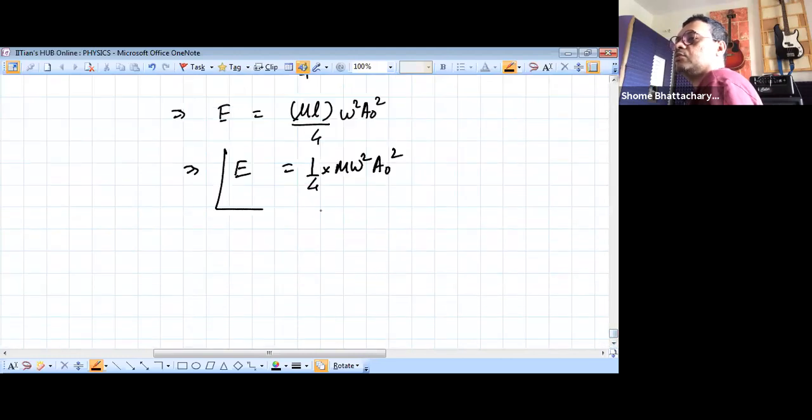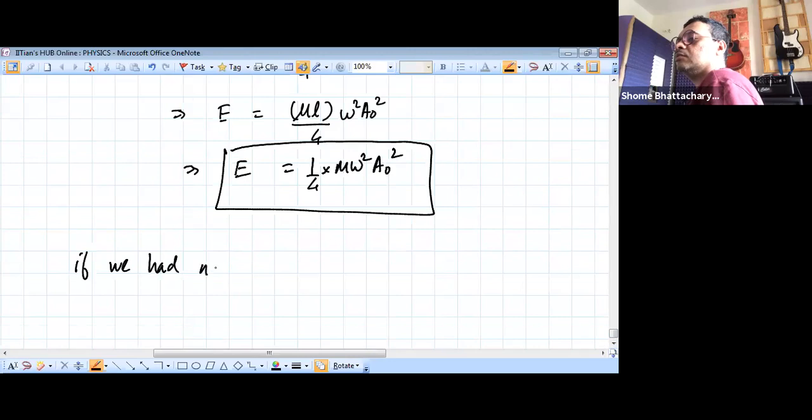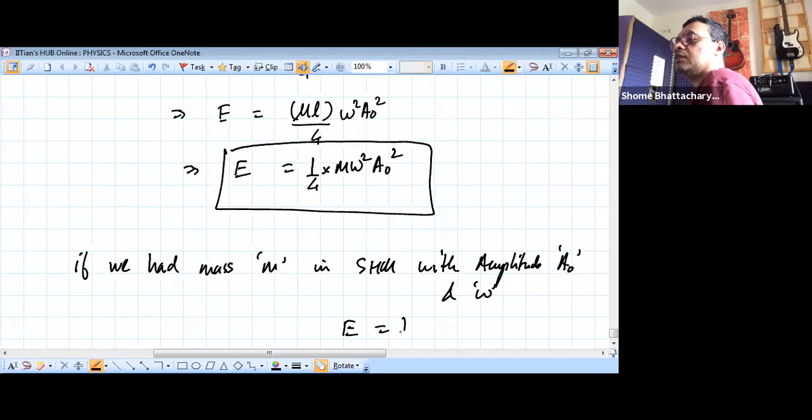So the thing is, what is happening here is that if we had mass m in SHM with amplitude a naught and angular frequency omega, the energy of oscillation would be half m omega square a naught square. But here why is it half of that? Because the amplitude is variable.